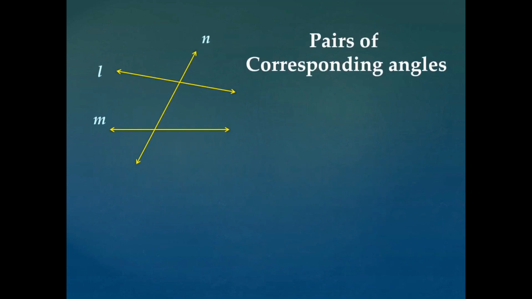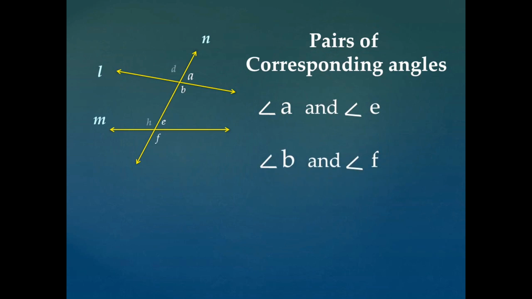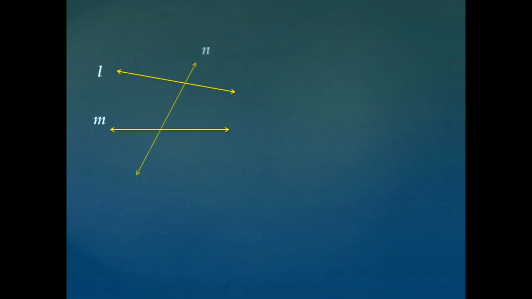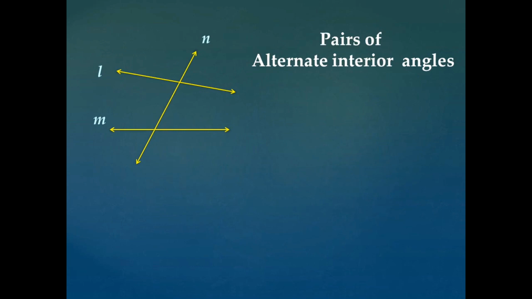The first is pairs of corresponding angles. If line N intersects line L and line M at 2 distinct points, then in the diagram, angle A and angle E form the first pair of corresponding angles. Similarly, angle B and angle F are the second pair of corresponding angles. Angle D and angle H are the third pair, and lastly, angle C and angle G are the last pair of corresponding angles. So in all, 4 pairs of corresponding angles are there if 2 distinct lines are intersected by a transversal.